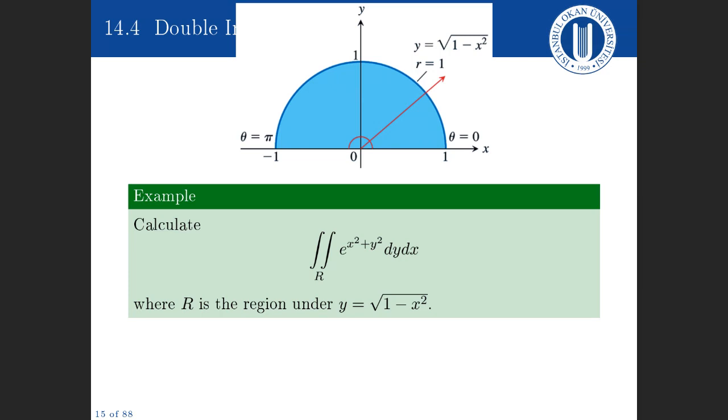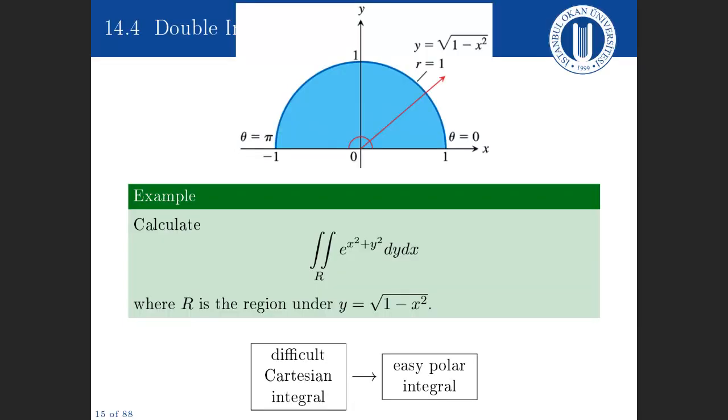So, for example, calculate the double integral over the region R of e to the power x squared plus y squared dy dx, where R is the region shown in blue in this picture. So that's the region underneath y is equal to the square root of 1 minus x squared. Now, this is a difficult Cartesian integral. But if we change this into a polar integral, then we can change it into an easy integral.